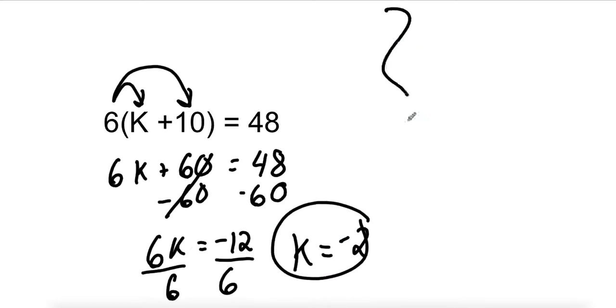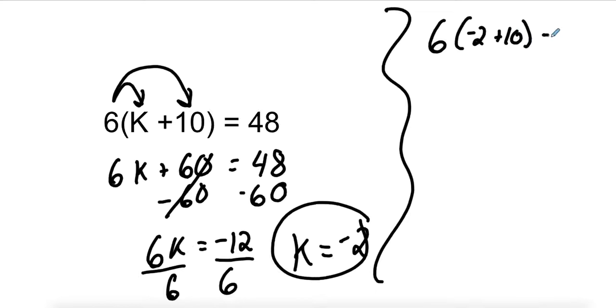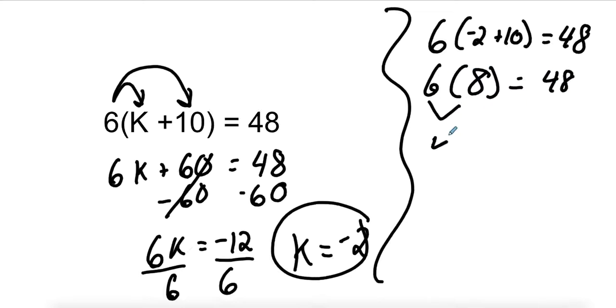And again, I can just quickly check this by replacing my k with negative 2. 6 times negative 2 plus 10 should equal 48 if I did this correctly. Negative 2 plus 10 is going to give me 8. 6 times 8 equals 48. And it looks like 48 equals 48. So I know I solved this one correctly as well.